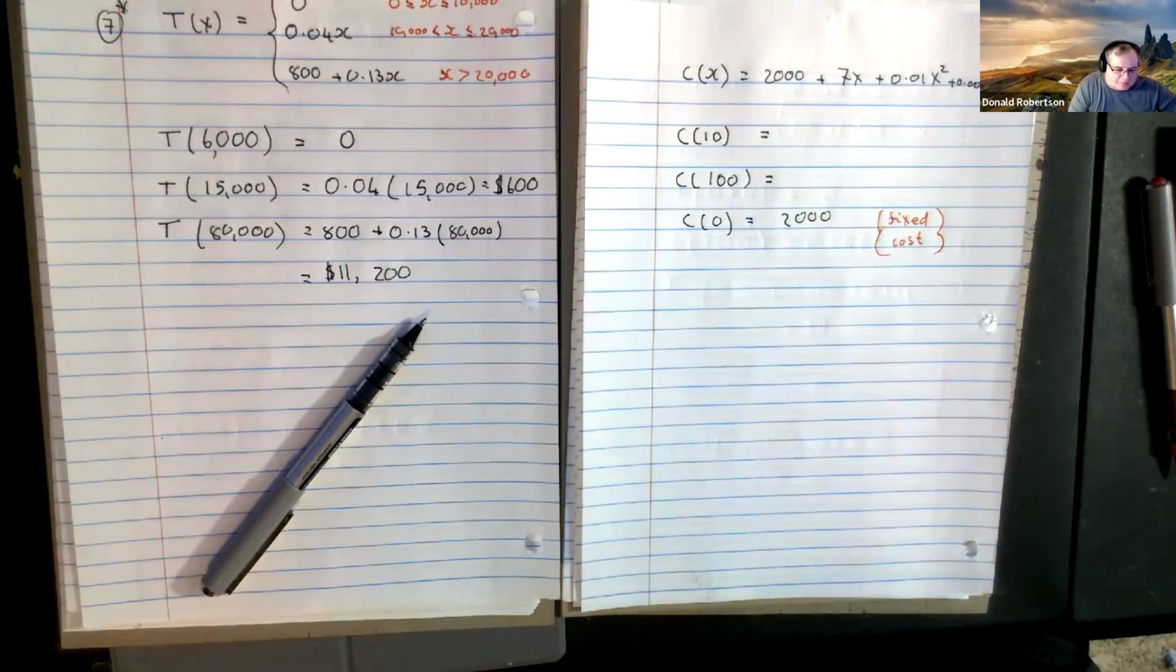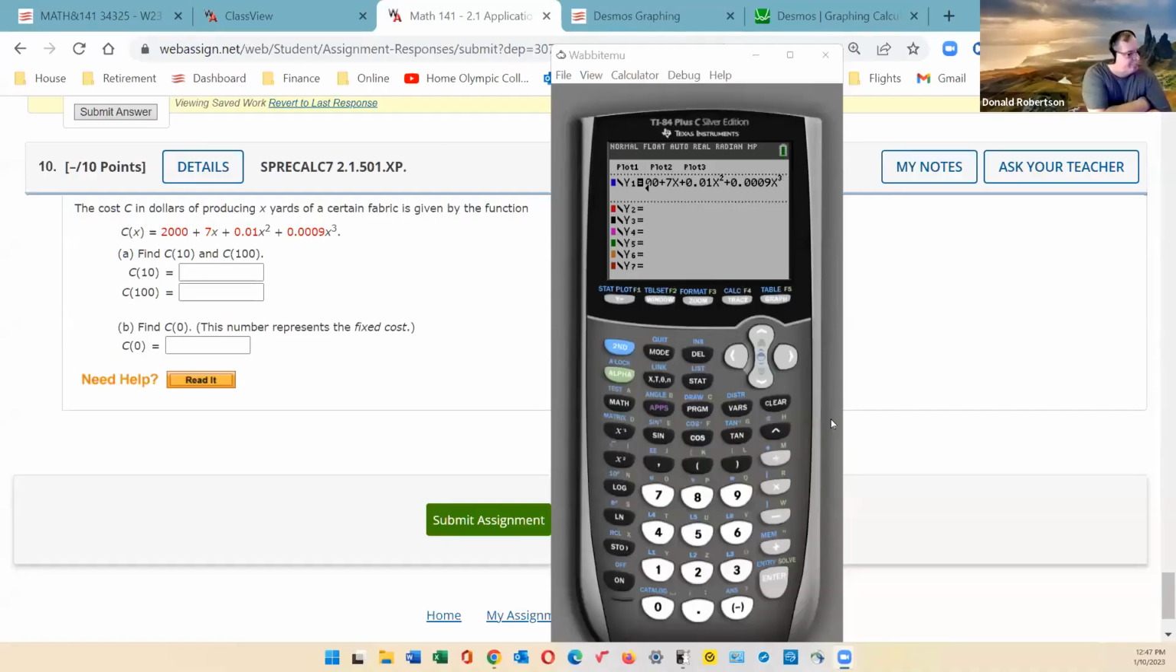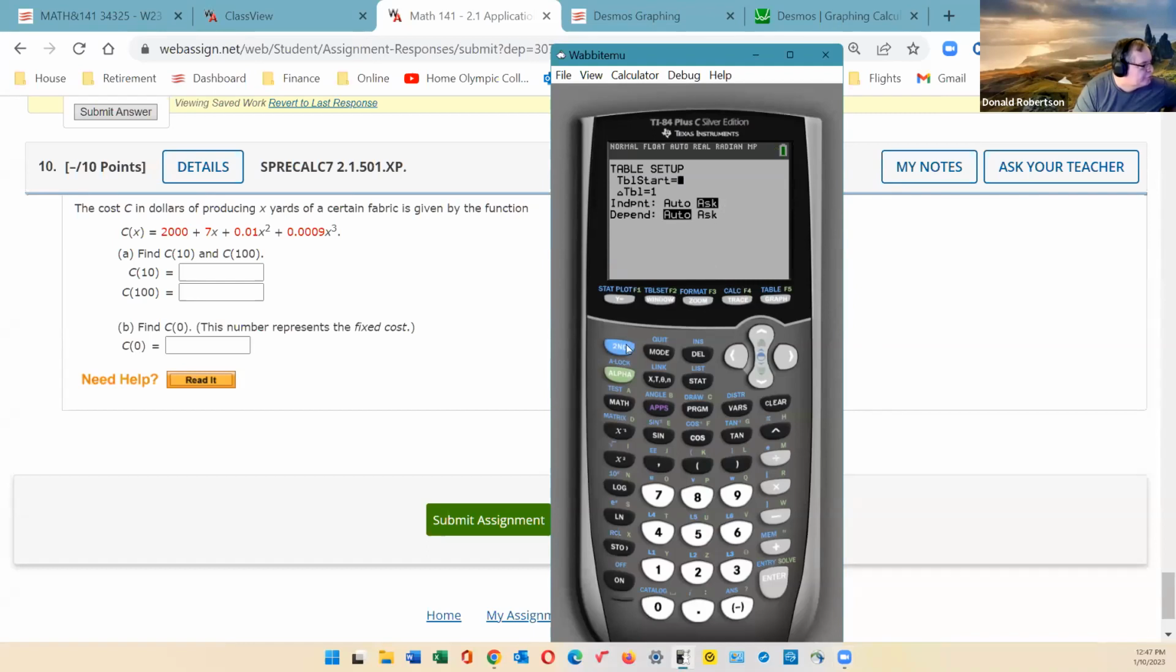Right. So let's zoom over and look at this. There's my function. And I'm going to go to second table setup. It's already good to go. I should be able to go to table then. Table. Come on, hit the button. There we go. Now, I don't know why it took so long. Now, I'm going to rub out this data, that's from the previous question, by hitting delete.